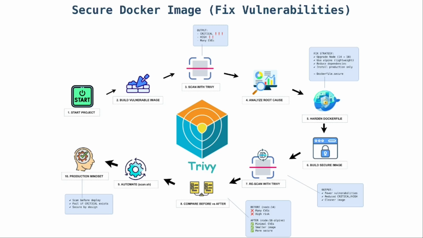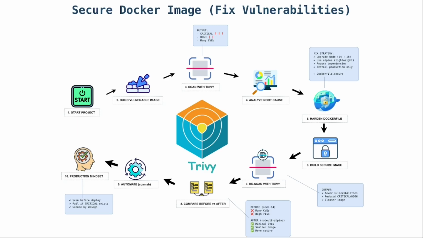Flow description. This flow shows a complete setup process from an insecure image to a secure one. We start by building a vulnerable image and scanning it with Trivy to detect critical issues. Then, instead of fixing each vulnerability manually, we analyze the root cause, which is usually the base image.